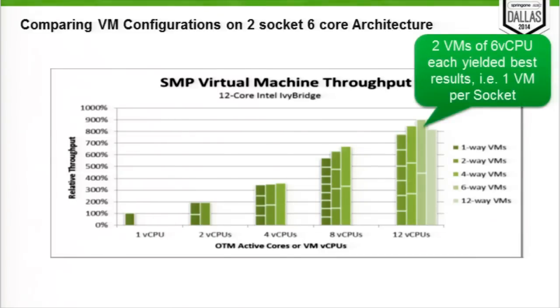Our friends did some testing, and they chose a 2-socket server. Let's just focus on these 12 vCPUs. I've got a 2-socket server of 6 cores each. I have to decide how many VMs or how many vCPUs per VM is the best configuration. They did 6 VMs of 2 vCPU, 3 VMs of 4 vCPU, 2 VMs of 6 vCPU, and then 1 VM of 12 vCPU. The clear winner was 2 VMs of 6 vCPU. That's because of the NUMA perfect localization and sizing.